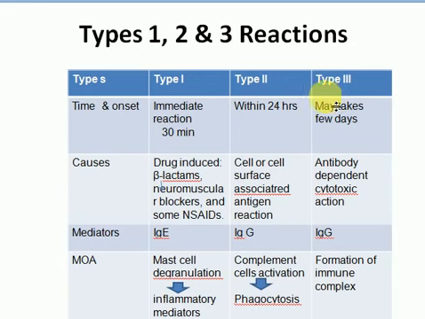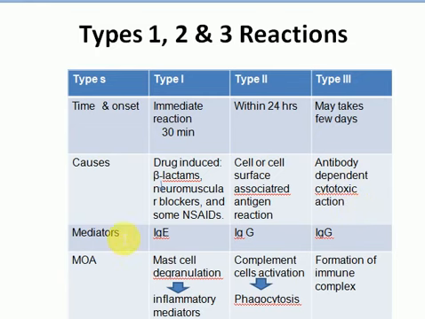According to the time of onset, type 1 is immediate, within 30 minutes, type 2 requires 24 hours, whereas type 3 takes days to weeks. The causes of type 1 are beta-lactam antibiotics, some neuromuscular blockers and some NSAIDs, whereas type 2 is purely a cell or cell surface associated antigenic reaction, and type 3 is an antibody dependent cytotoxic action.